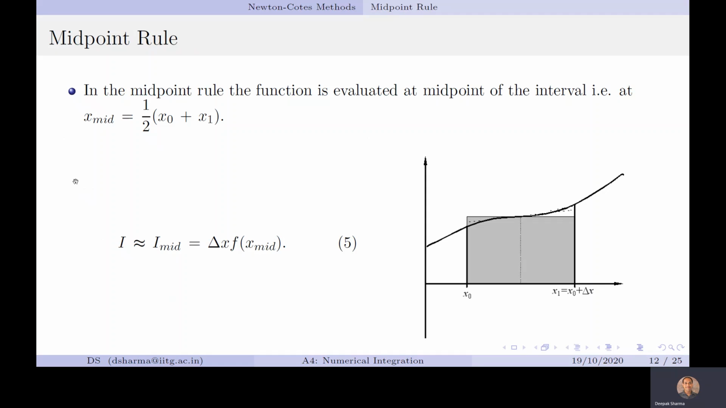Now coming to the midpoint rule. As the name suggests, the midpoint rule says that we are going to find a midpoint, which is half of x0 plus x1. Looking at this figure, you can see that we have x0 and x1, and we are going to find the middle point. In this case, the integration will become delta x times the function value at x mid. So only one function value is needed. If you correlate with our algorithmic representation, we don't need any for loop. In one step, we calculate the delta x value, then multiply it by the function value at the midpoint.